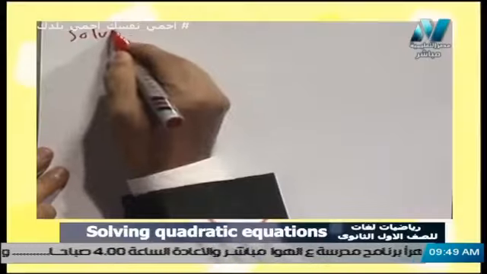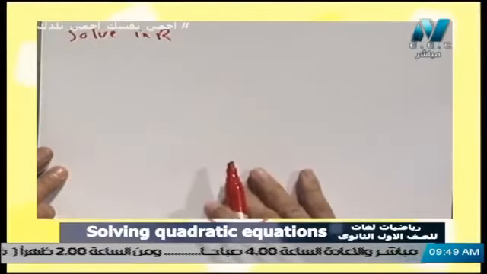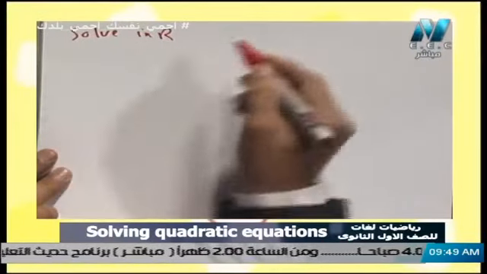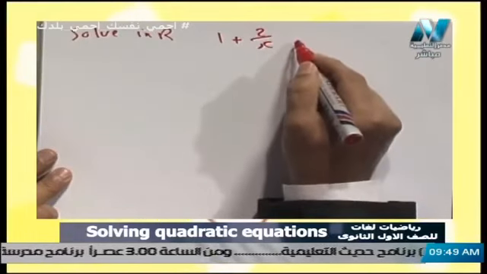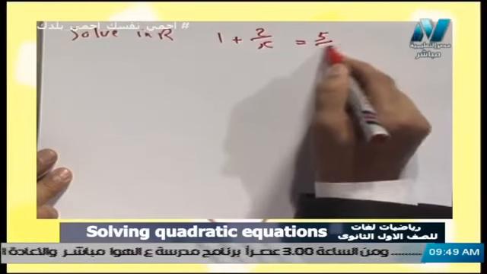Okay, let's move to another equation. We have today many examples to find the square root or the two roots of the solution of the equation. And we have the second equation for you that has denominator x power 2. So solve in R: 1 plus 2 over x equals 5 over x power 2.